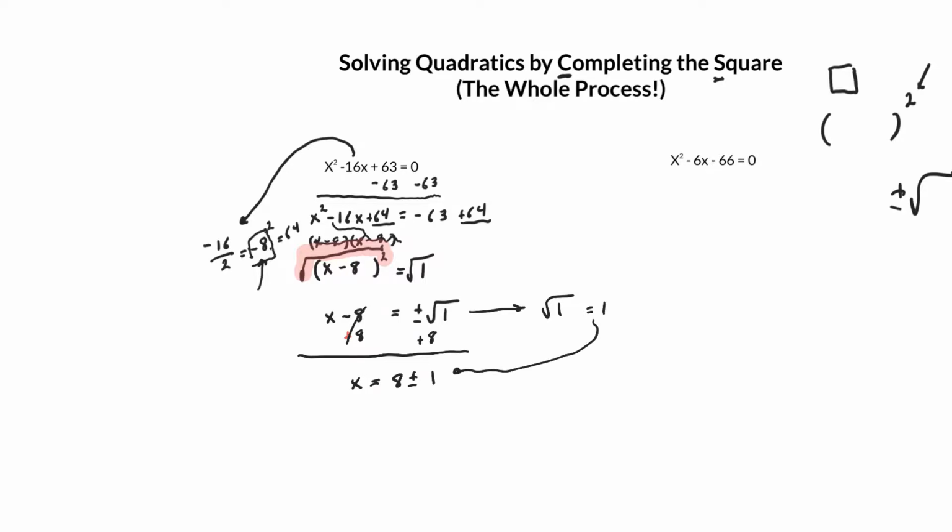And then, of course, we just split it into two equations: 8 plus 1 and 8 minus 1. So I get x equals 9 and x equals 7. That was a little sloppy, but you guys get the idea. So again, the process is complete the square and solve. Okay? All right, that was a rational answer.